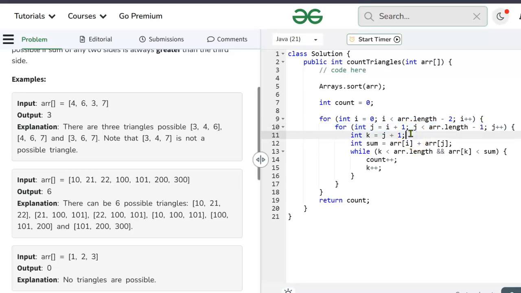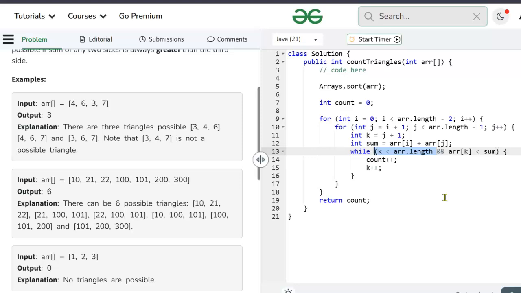So we'll start with k. k will be j plus 1. Now we can take the element at index i and index j and add it, and in order to meet the definition of a triangle, the third number has to be less than that sum, which is what we have here. And then we also have a check to make sure that we don't run k past the length of the array.